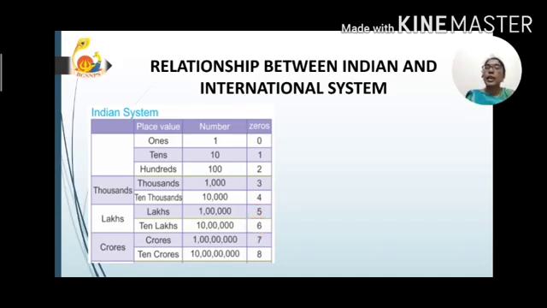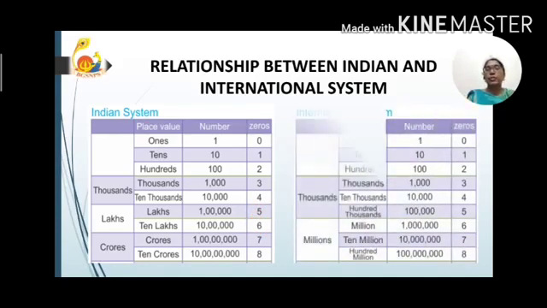Now we will see the international system place value. In the international system place value also it is the same thing, children. Ones place 1, 0 zeros. Tens place 10, 1 zero. Hundreds place 100, 2 zeros. Thousands place 1000, 3 zeros. 10,000s place 10,000, 4 zeros. Here 100,000, 5 zeros. It goes on like this, children.